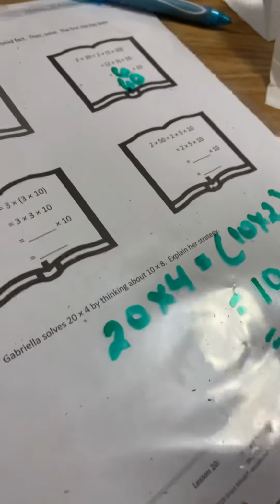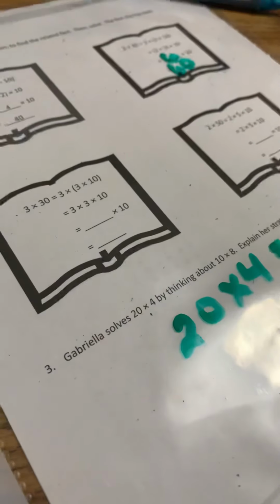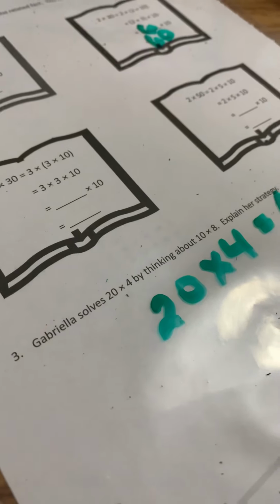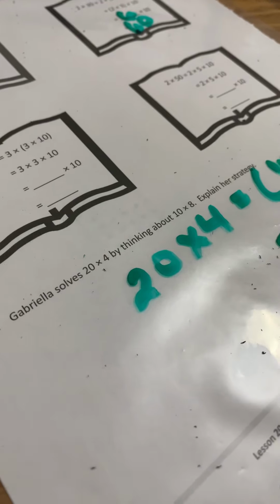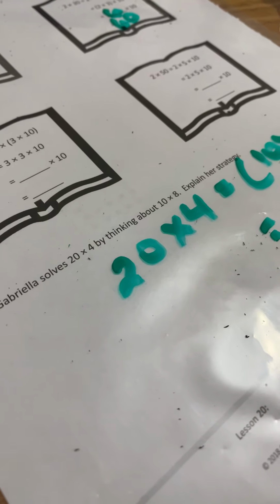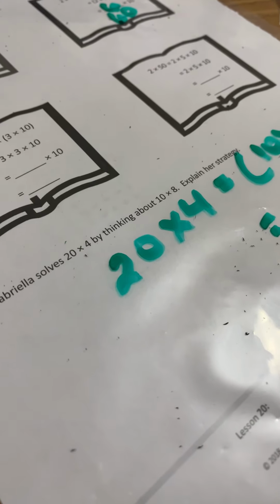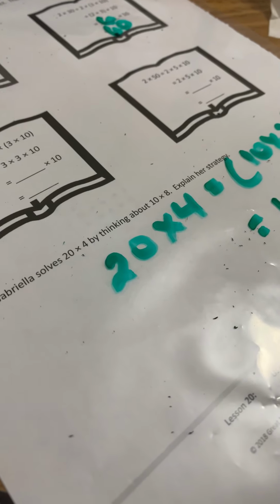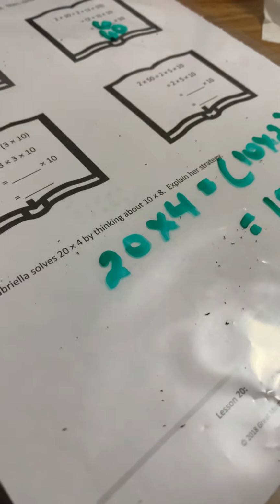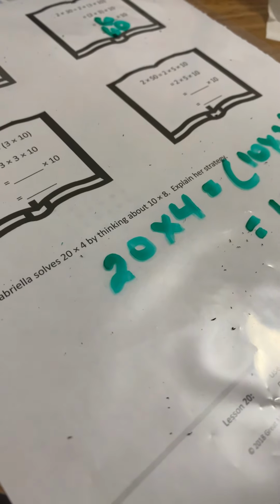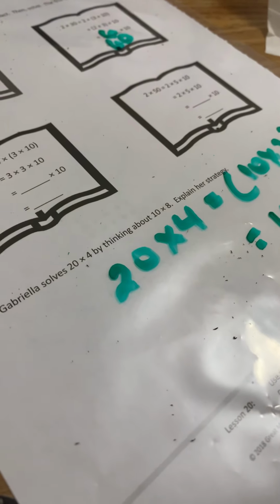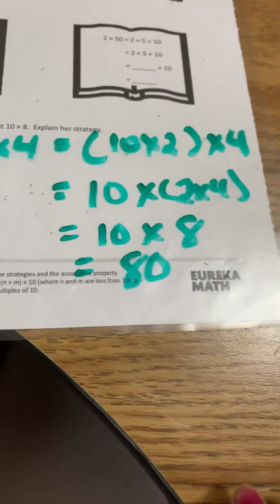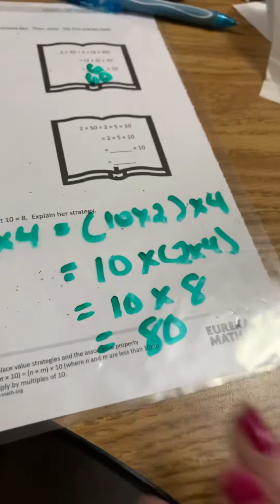So she breaks the 20 times 4 into 10 times 2 times 4. Then she moves the parentheses over to 2 times 4. This makes the problem easier to solve. Instead of thinking of the problem as 20 times 4, she can solve by thinking of an easier fact, 10 times 8. So you guys can, again, review this if you need to.